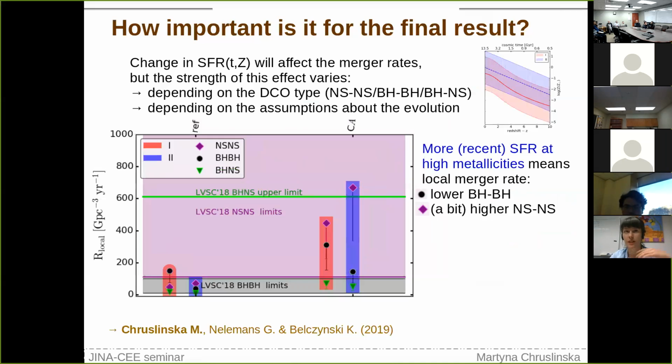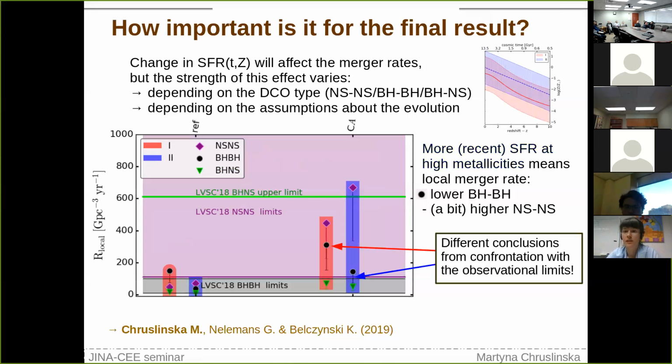So we can basically repeat the conclusions that we've already reached looking at the number of double compact objects forming at different metallicities as a function of metallicity. We can, for instance, see that if there is more star formation at high metallicity, so comparing the red and blue, then we are talking about blue, in which more star formation happens at high metallicities, the local merger rates of double black holes would decrease, while those for double neutron stars would increase a bit.